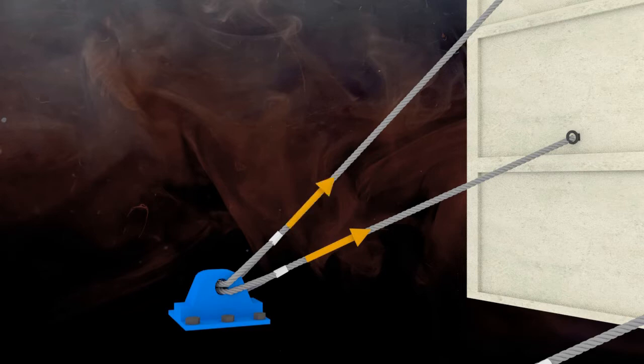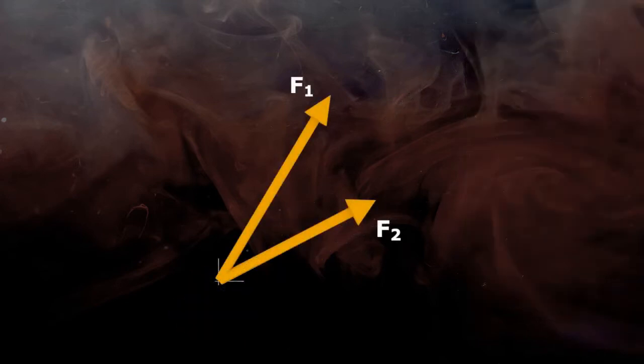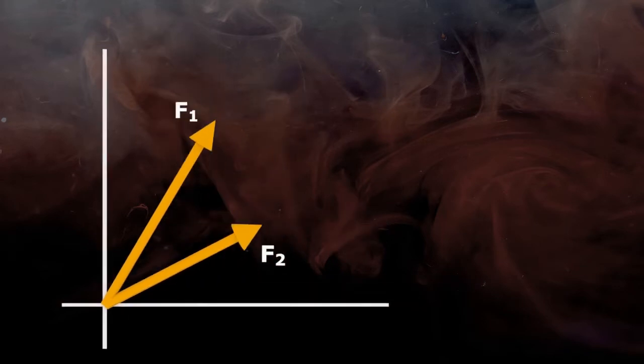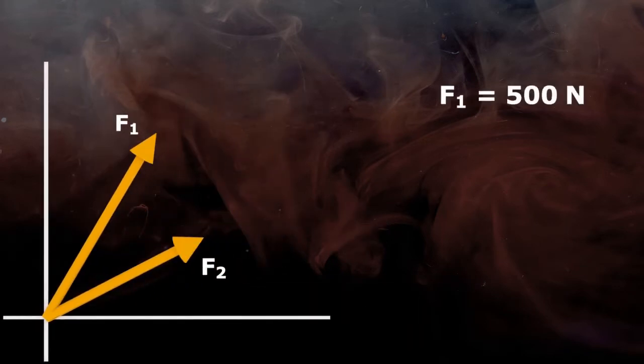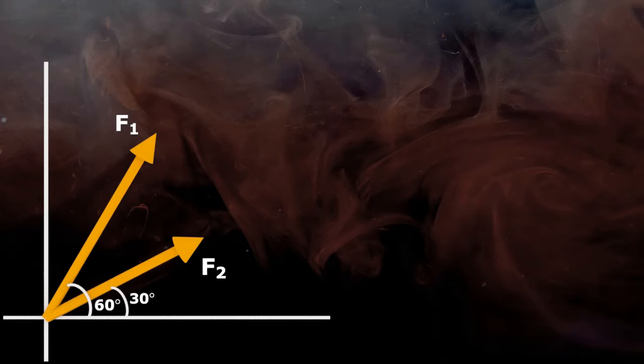Similarly, this is the reaction developed in the other rope. The lines of action of both the forces meet at this point. And this is the free body diagram of the bracket. Let's say the magnitudes of both forces are given. F1 is 500 Newton and F2 is 400 Newton. The angles the forces make with the x-axis are 60 degree and 30 degree respectively. The resultant force acting on the bracket and the angle it makes with the x-axis is to be found out.